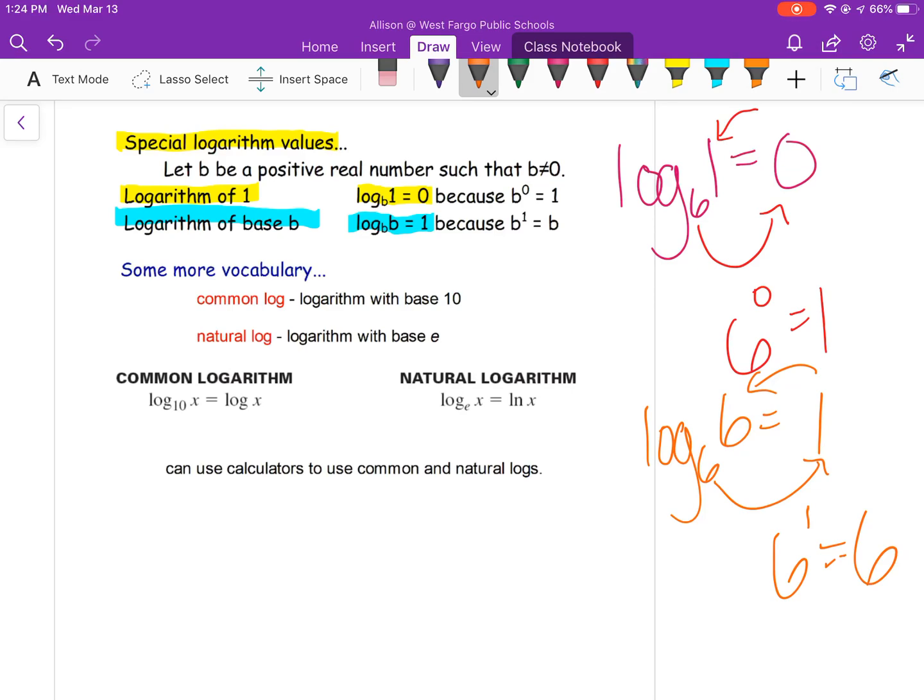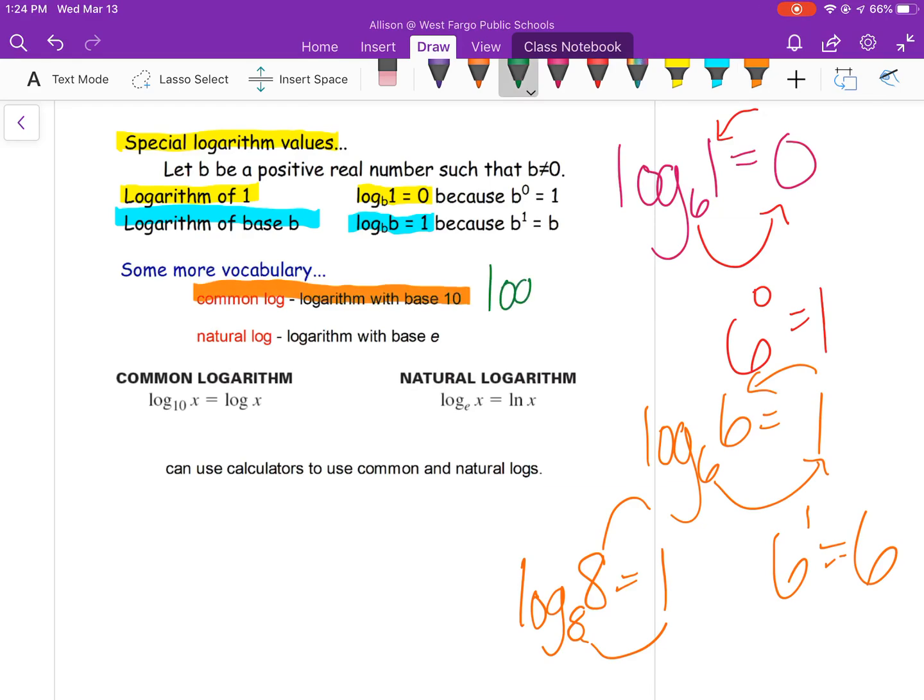So anytime those logs double up, like log base 8 of 8 is 1, because 8 to the first equals 8. Then we have the common log, and that's the log that you see in your calculator. It's just log of x. That's log base 10, and it's called the common log. So log of x really is log base 10 of x. We usually just write it as log of x, so you don't see the 10 there.